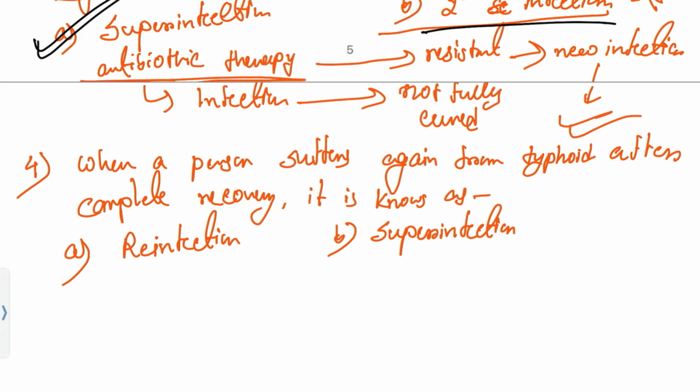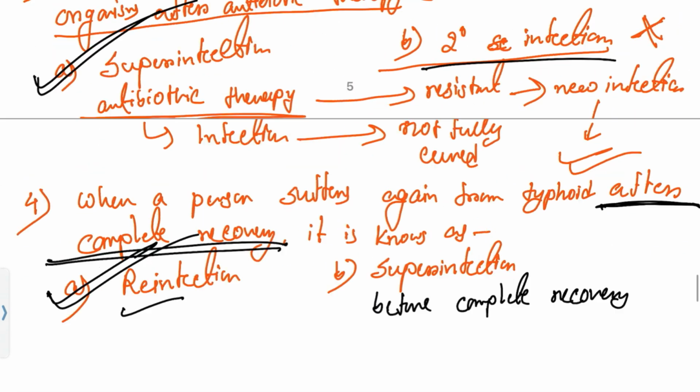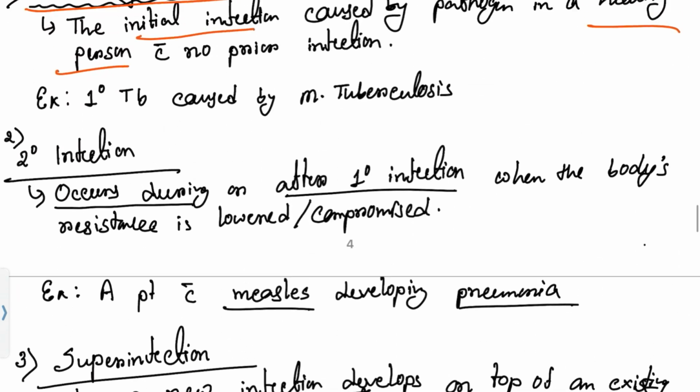According to me, if I solve this MCQ, I will choose the option reinfection, because after complete recovery, the answer will be reinfection. Before complete recovery, if they mention it, then the answer will be superinfection. But as here it is mentioned after complete recovery, that's why the answer is reinfection. I hope it's clear. So till now we have discussed a total of 4 classifications.